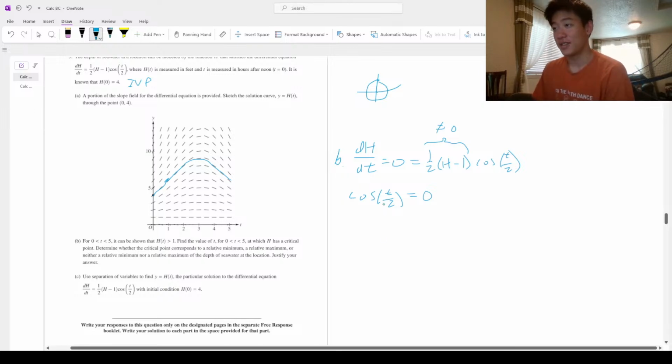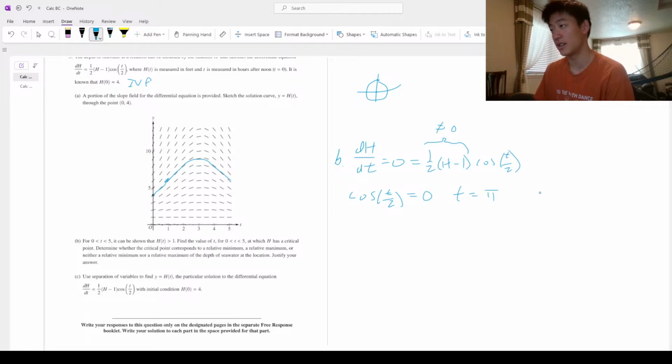So as I was saying, cosine of t over 2 is 0 at t equals pi, and this is indeed in the interval. Okay, so now, is this a relative minimum or maximum? There are a couple ways to figure it out. You can do a second derivative test, but that involves differentiating this non-homogeneous equation, which means there's both h and t in it. It's not just one variable. You do not want to do that.